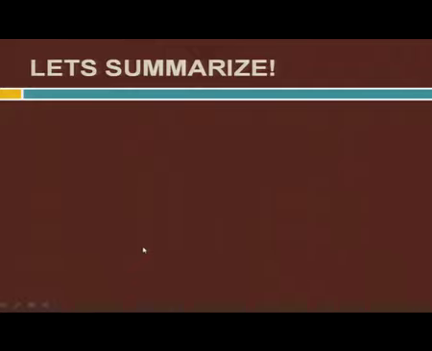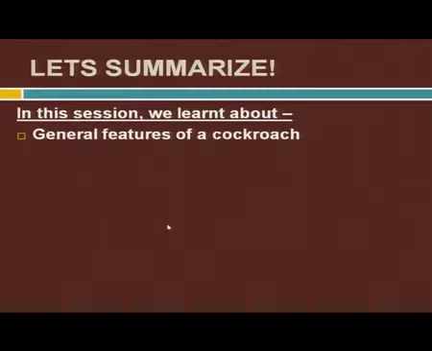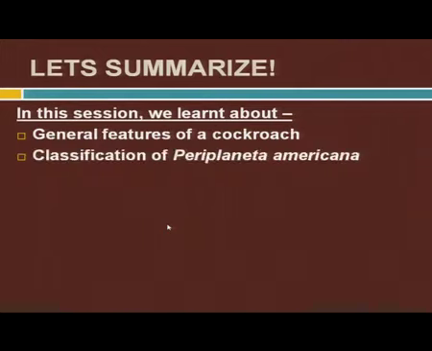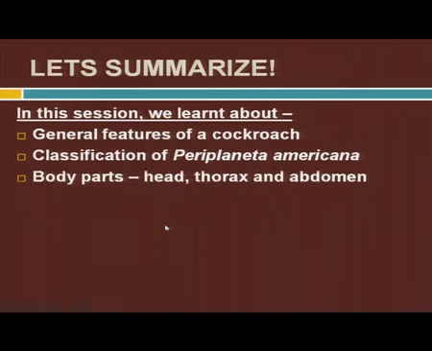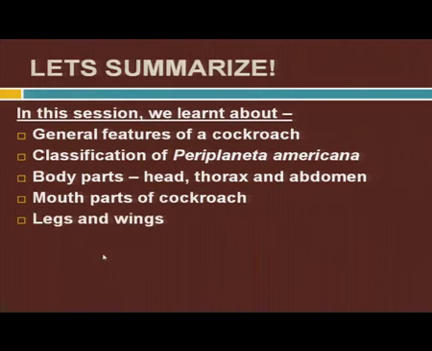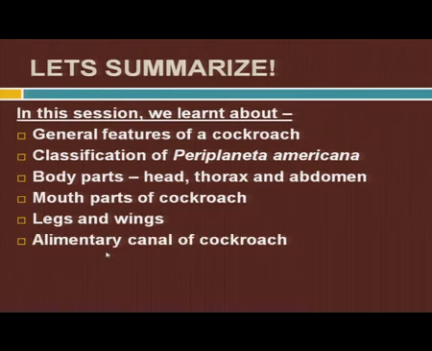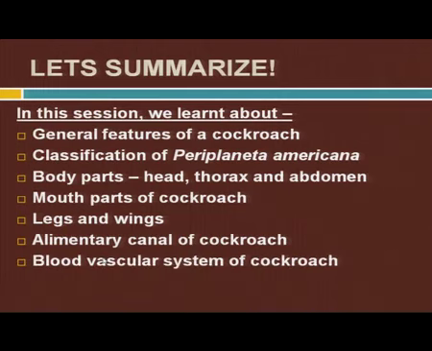Now, in this session we have completed many topics. In this session what have we learned? We have learnt about the general features of a cockroach, the classification system of Periplaneta americana. We have learnt about the body parts, head, thorax and abdomen. We have learnt about the mouth parts of cockroach. We have seen the structure of legs and the structure of wings and its origin. We have also learnt about the alimentary canal of cockroach and the blood vascular system of cockroach.